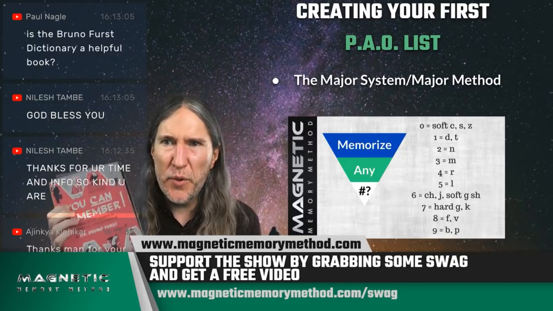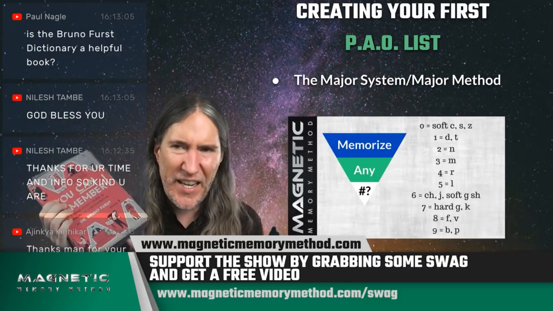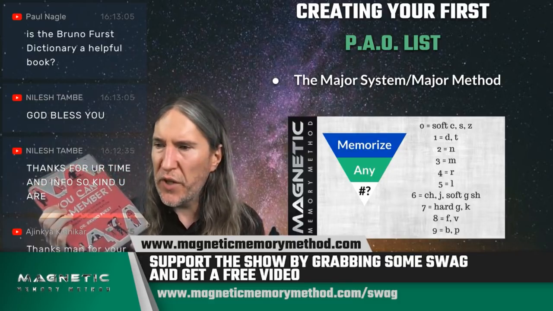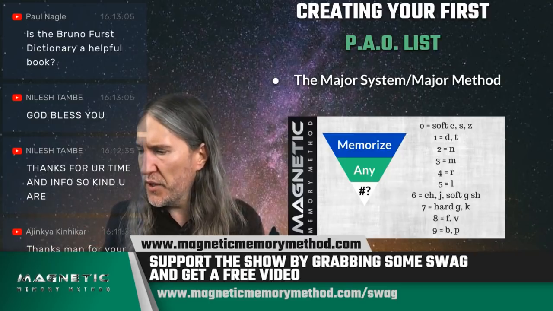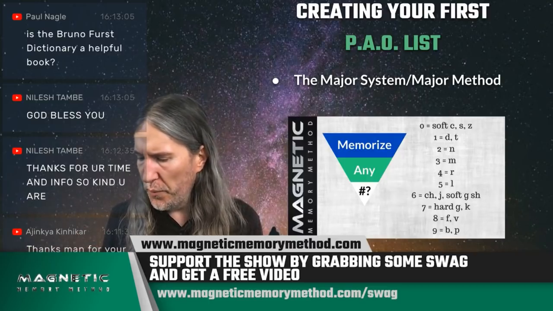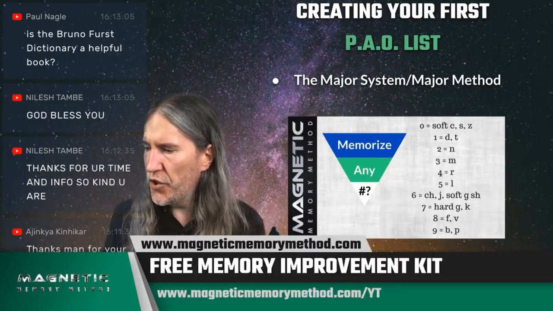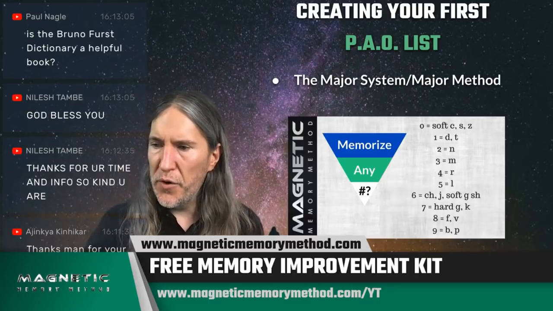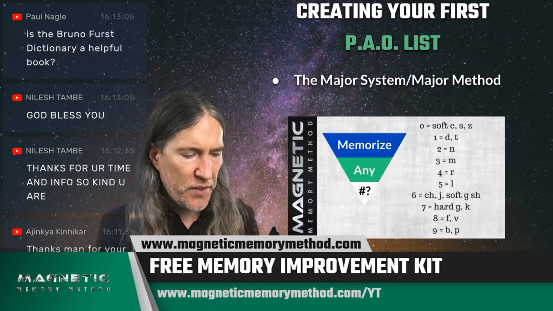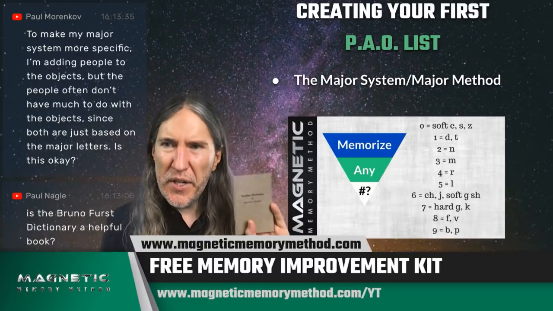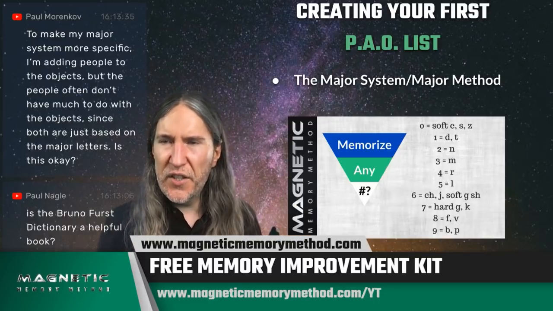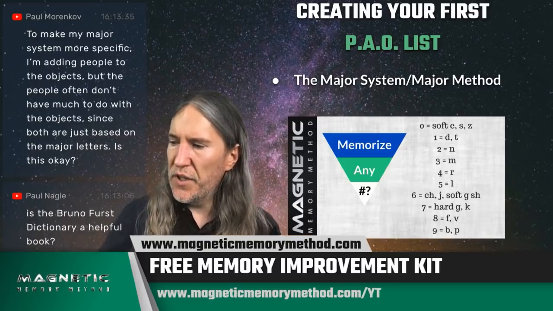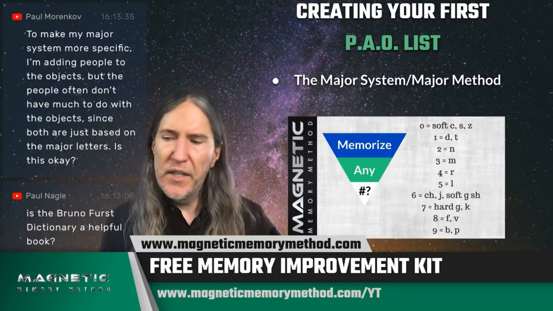Paul is saying, is the Bruno First Dictionary a helpful book? It's just a book that came in the box with You Can Remember. I got another of his other books here. This is the Home Study Course in Memory and Concentration. I'm going to do a big mega review of all the Bruno First material that I was able to find. And the number dictionary, I would say, is good if you want to de-skill yourself. Do what I just said if you want to skill yourself and have a skill for life.